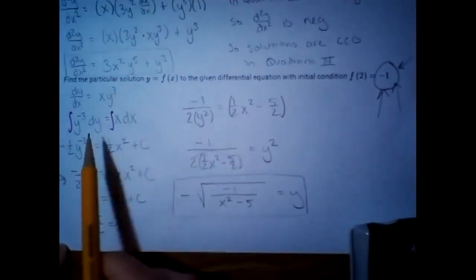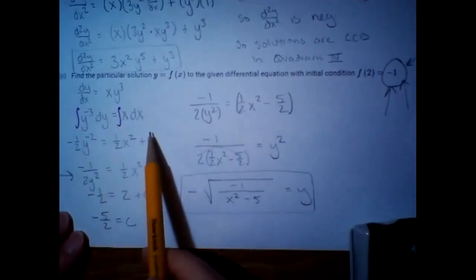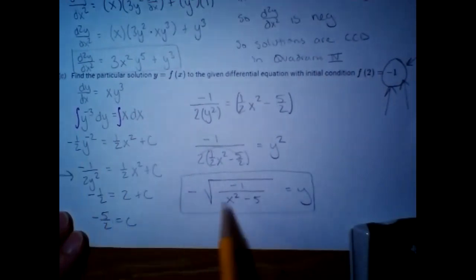All right, so to recap the steps, separate the variables, integrate, so do the antiderivative, put a plus c, plug in your initial condition, and then solve for y.